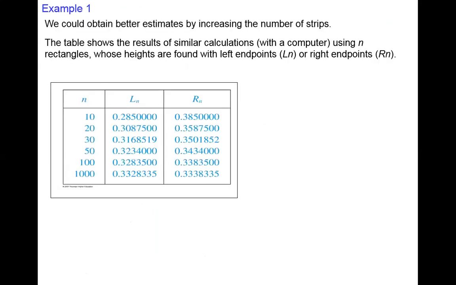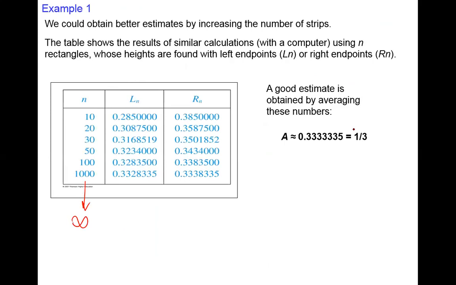And I do have the numerical values for you. This is the number of strips or rectangles: 10, 20, 30, 50, 100, 1,000. We can see the left-hand side and the right-hand side endpoints are almost the same. That means, of course, the point is to get to infinity. And that's what I said. I'm guessing that this is like 1.3, 1/3.